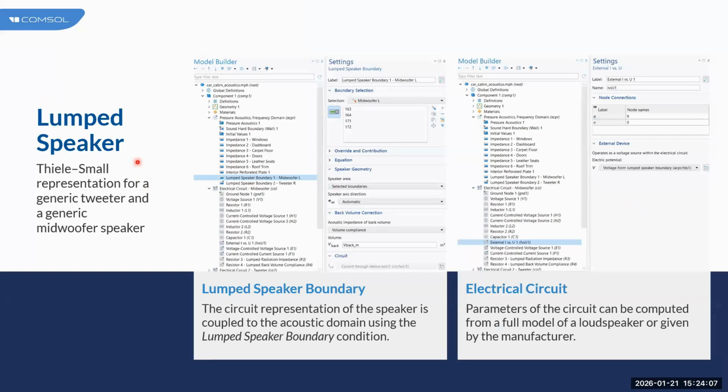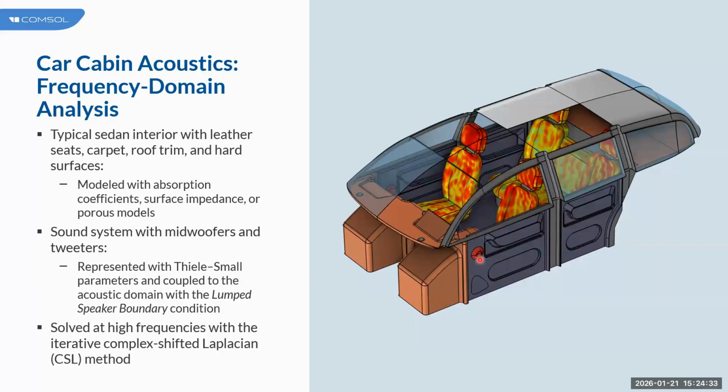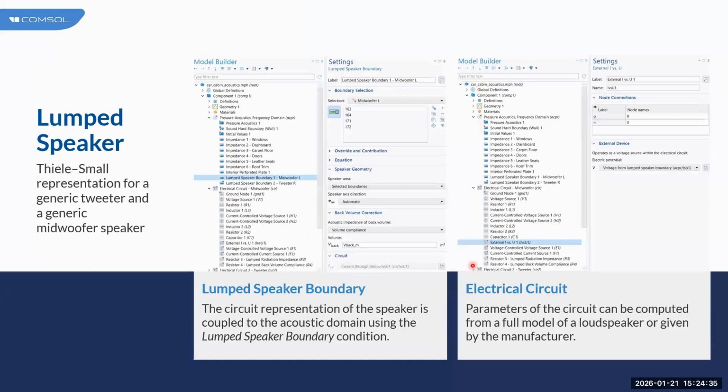When working with the lumped speaker boundary condition, we configure the loudspeaker using the electrical circuit analogy. So you can have an electrical circuit comprising a voice coil and also the mechanical components. You can use the electrical circuit to represent the loudspeaker as a spring mass damper system. That is how it is modeled in this specific example. So the mid-woofer and the tweeter both are modeled using the electrical circuit analogy.